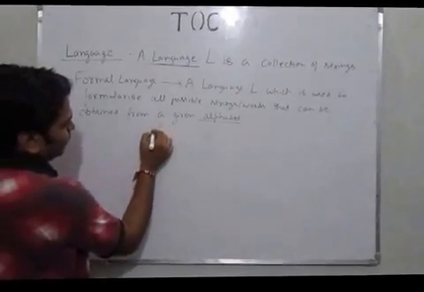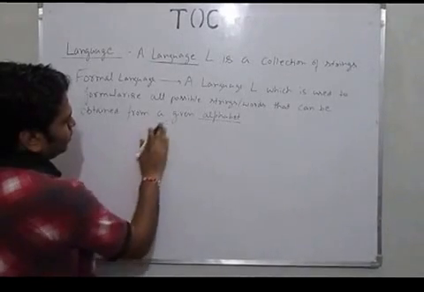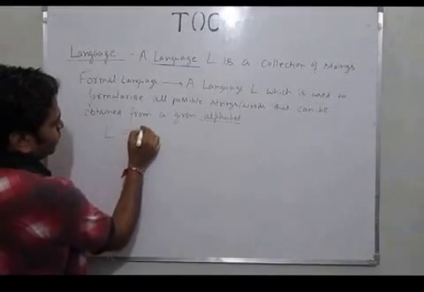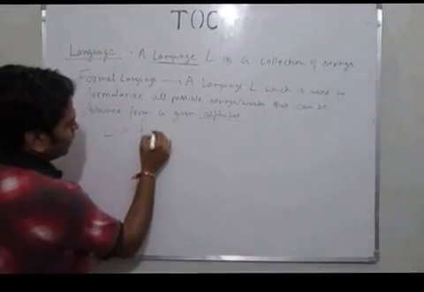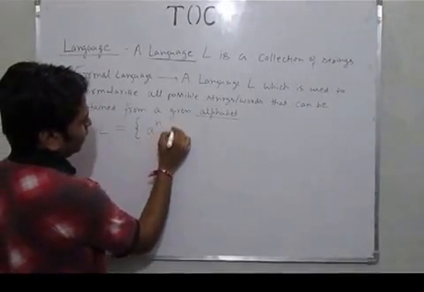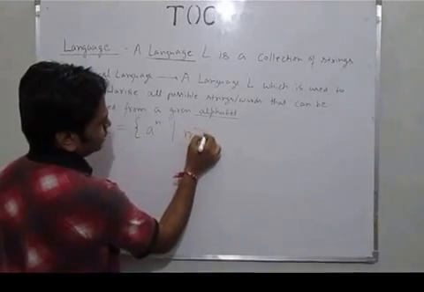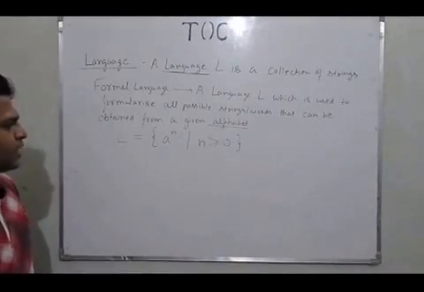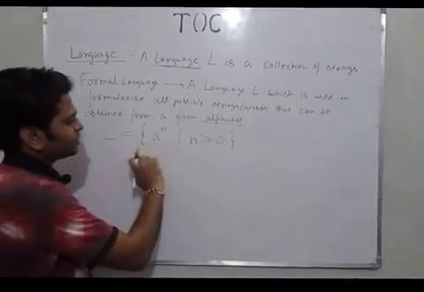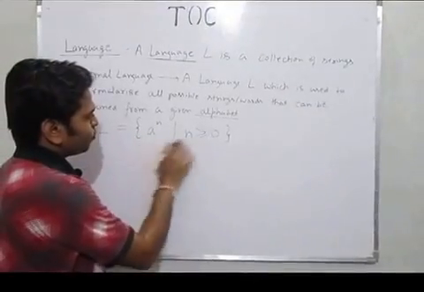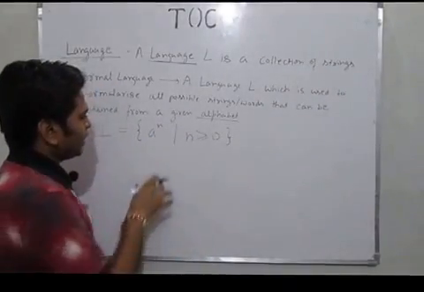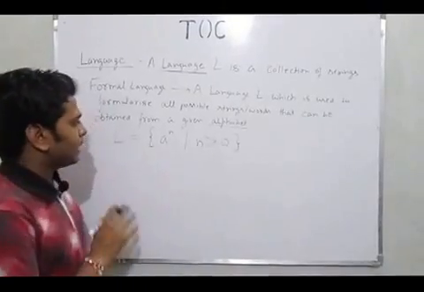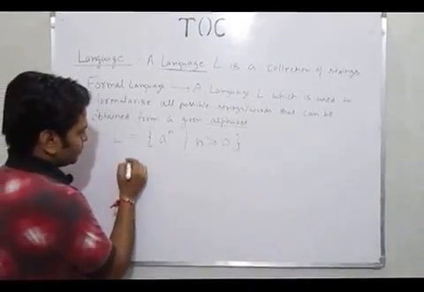Suppose we have a language represented as a^n such that n is greater than or equal to 0. So it is a language, and how can we formalize it? This is a formalization of a language, and how we can obtain a set of strings from this language, that we have to check out.